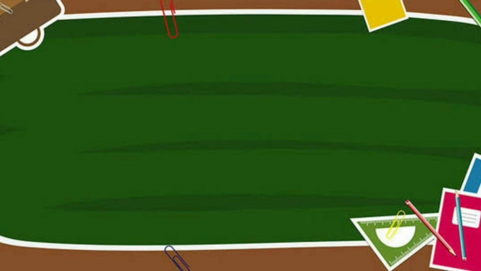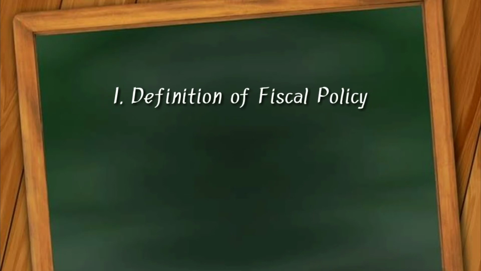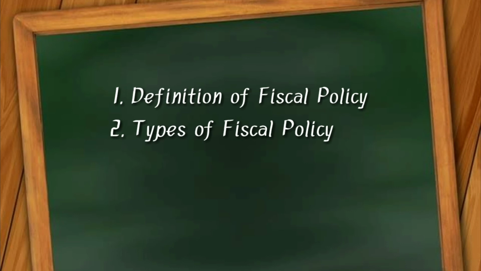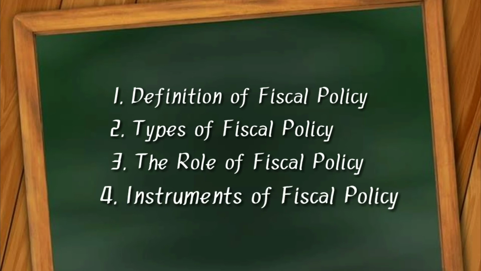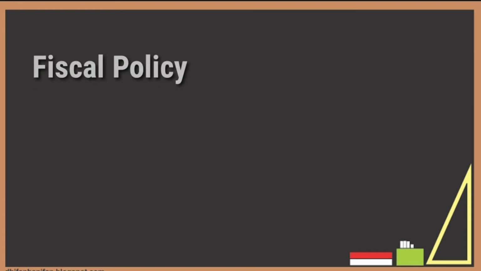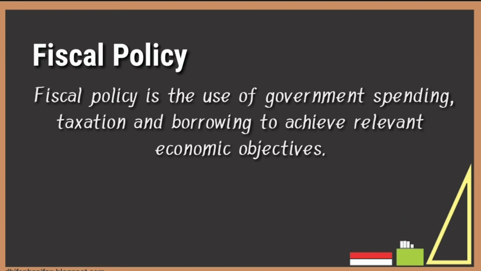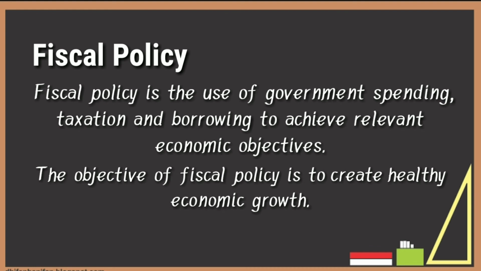Alright, then we go to the fiscal policy. We are gonna learn about the definition of fiscal policy, types of fiscal policy, the role of fiscal policy, and the last, the instruments of fiscal policy. Fiscal policy is the use of government spending, taxation, and borrowing to achieve relevant economic objectives. The objective of fiscal policy is to create healthy economic growth.